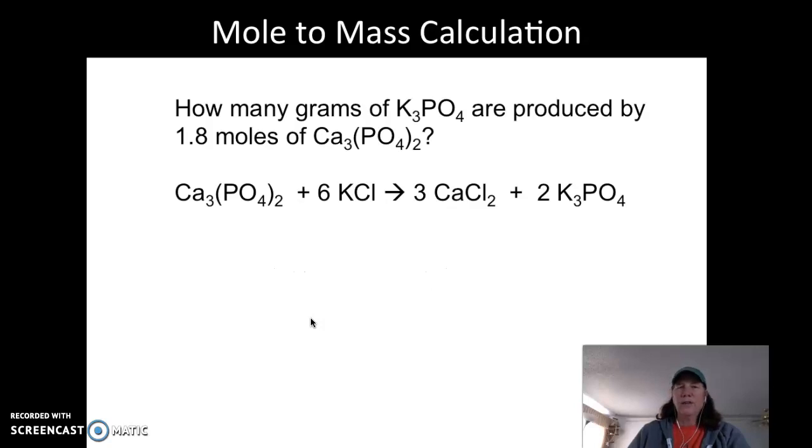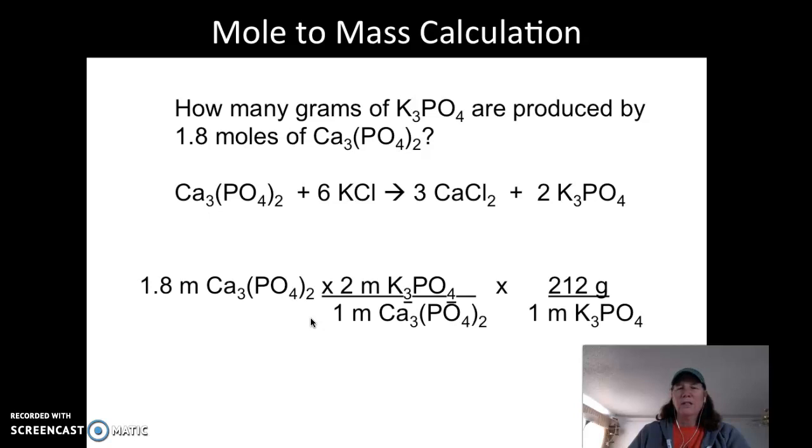Okay, here's another one. These are all examples, you guys. How many grams of K3PO4 are produced? Okay, so we've got our balanced equation. Start with what I know, 1.8 moles. And again, if it's in moles, you guys don't have to find its mass. 1 mole to 2 moles, because I'm trying to find this. And then 1 mole of K3PO4, I would have to find its mass. 3 potassium, 1 phosphorus, and 4 oxygen. Add them together and you get 212.